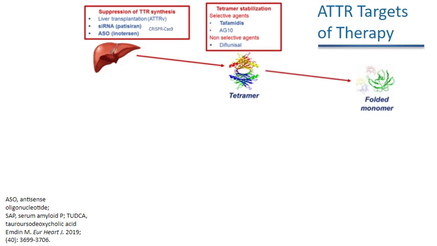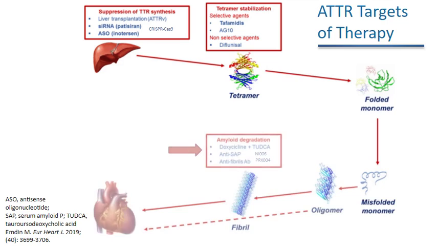Other targets of therapy for TTR include the amyloid degradation. And so basically we're trying to block the deposition of fibrils or extract them from the tissues, and that could include a drug called PRX004, which is under development, and the anti-SAP antibodies, as well as the antifibril antibodies, of which PRX004 is one of the options. Nonetheless, these are aimed at the actual fibril, and these drugs are under development.